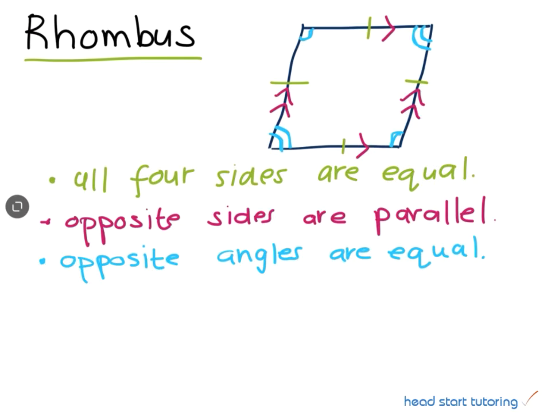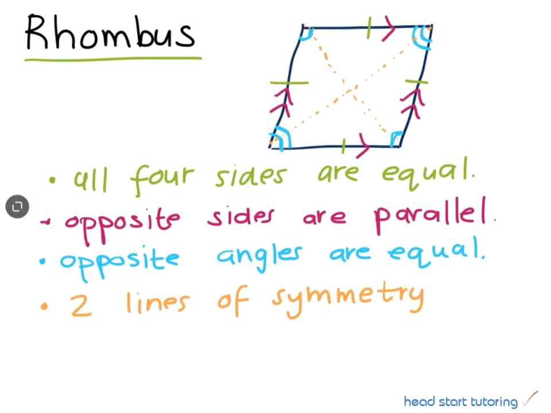Right, if we have a look at lines of symmetry, we will see that we only have diagonals as our lines of symmetry. So we go from angle to angle and we only have two lines of symmetry. Right, so these are your properties of your rhombus.